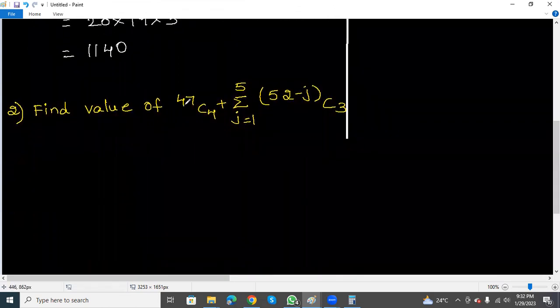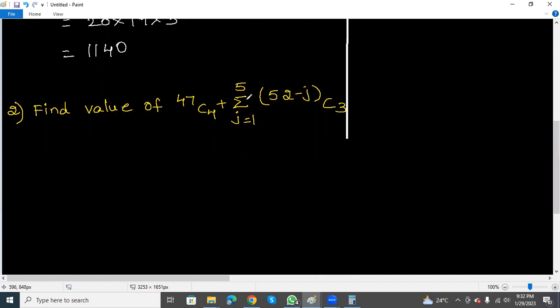Find the value of 47C4 plus sigma j is equal to 1 to 5, of 52 minus j C3. This rotated M, it looks like a rotated M, we can read it as sigma. Sigma means nothing but a sum. So in the place of j, we need to put 1 to 5 and find the sum, the addition. So let's expand this.